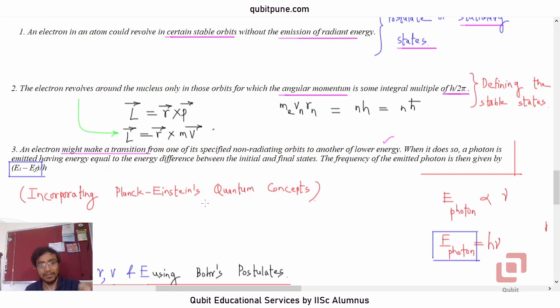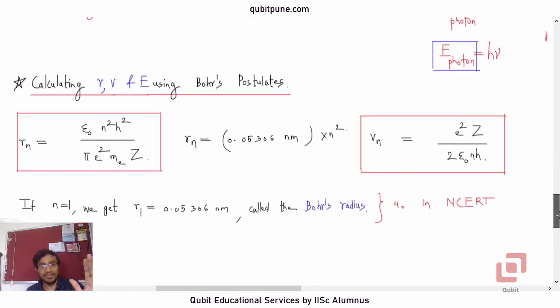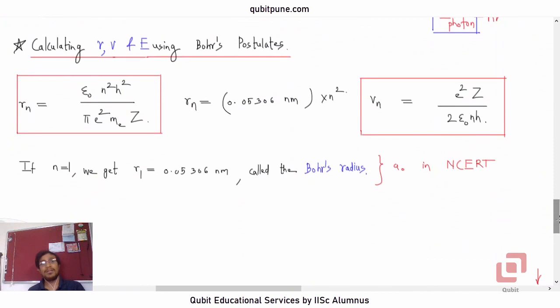So here, because he said that it is delta E upon h, we can say that we see the incorporation of Planck's quantum concepts, and we also add Einstein's name here because he explained the photoelectric effect using Planck's quantum theory of light. Okay, now let's see the expressions for the radius of the nth stable orbit, the speed of the electron in the nth stable orbit, and the energy of the electron in the nth stable orbit using Bohr's postulates.